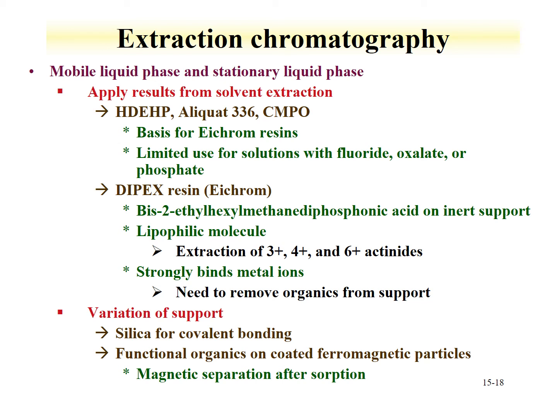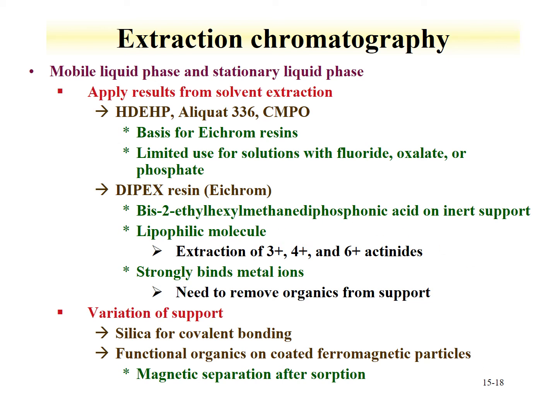There are some limitations in the solution depending upon what sort of ligands you have. These are mainly based upon the fact that these ligands will coordinate strongly with the metal ion, preventing interaction with the resin. There is another resin from Eichrom which uses ethylhexylmethane diphosphonic acid on an inert support, and this extracts trivalent, tetravalent, and hexavalent actinides. In fact, this resin binds those metal ions so strongly that there's a need to remove the organics from the support in order to liberate the metal ions from the column.